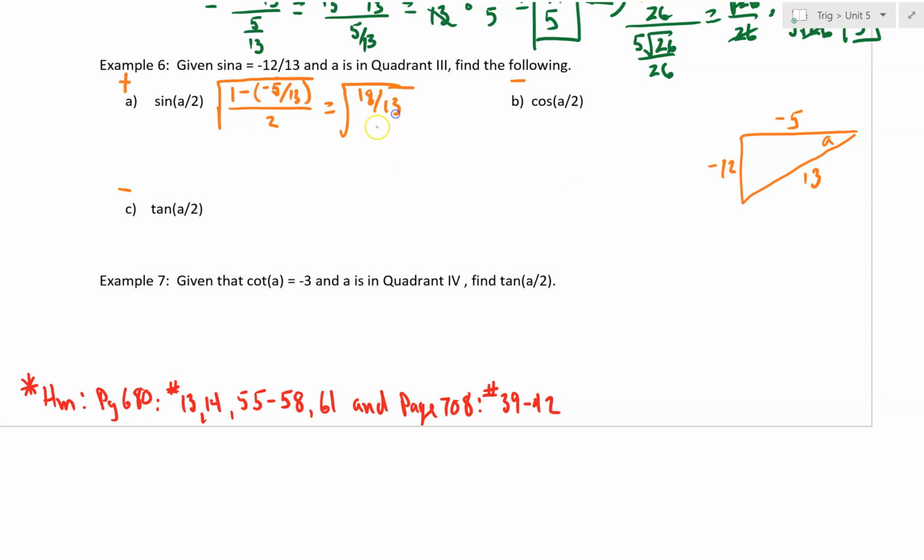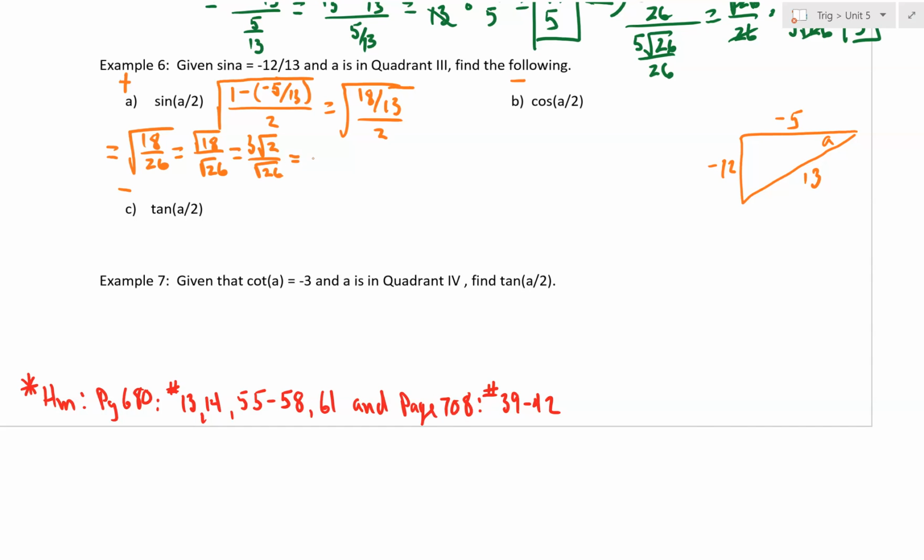All of that over 2, which means this is going to end up being the square root of 18 over 26. We're going to simplify that down. So square root of 18 over the square root of 26. We're going to take 9 out, so this is going to be 3 root 2 over the square root of 26.